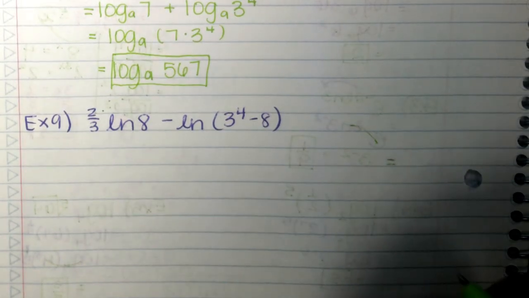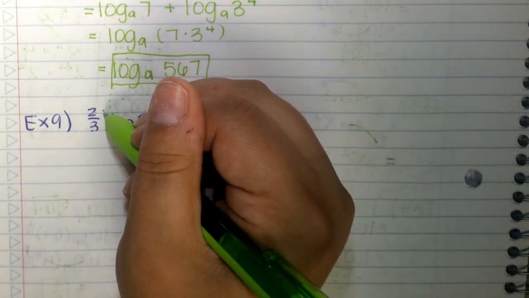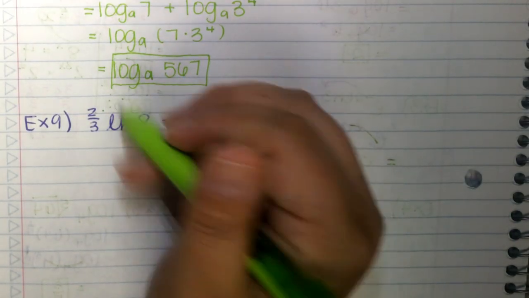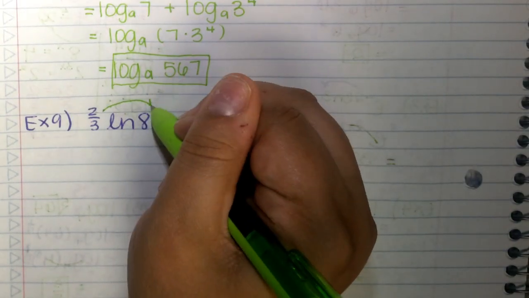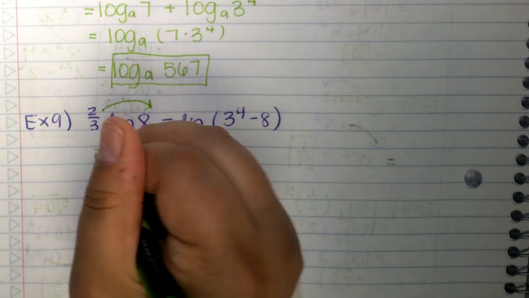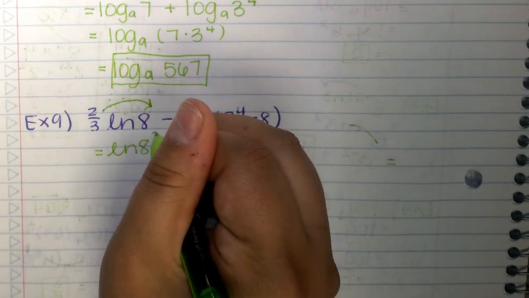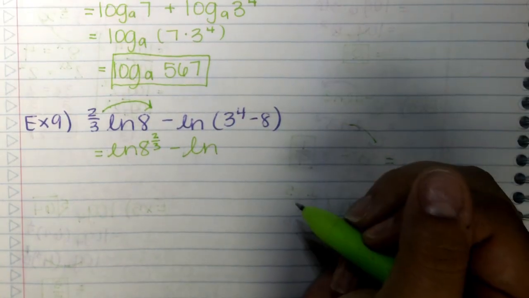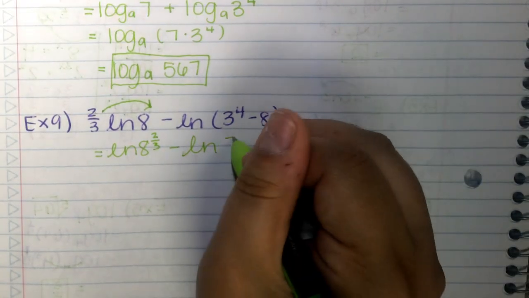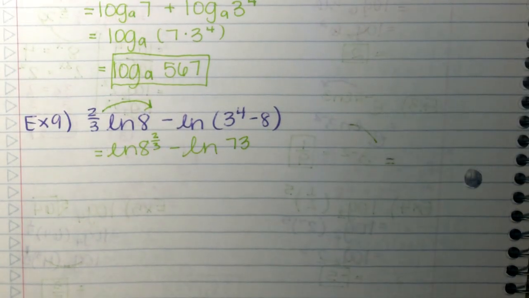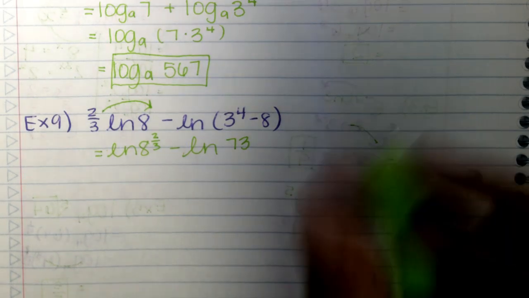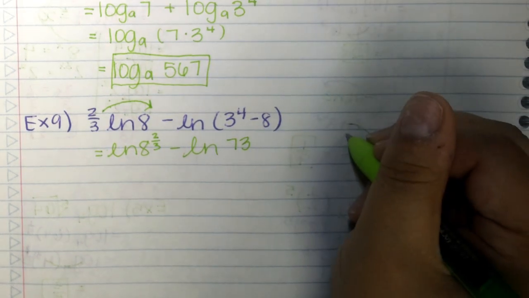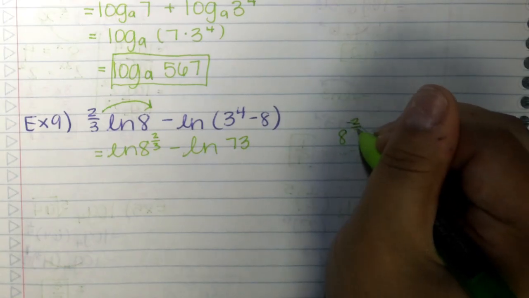What do we do first? What do we do first? 2/3. If it's out front, so this is going to equal the natural log of 8 to the 2/3 minus, what is 81 minus 8? Over here, I'm going to do 8 to the 2/3.